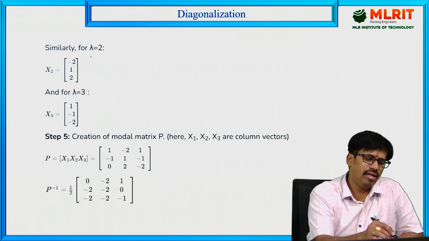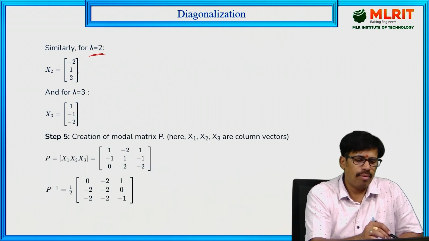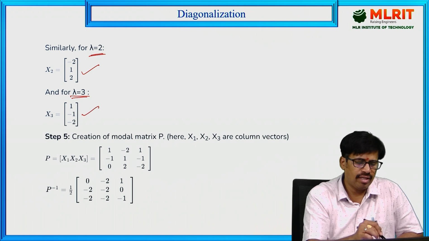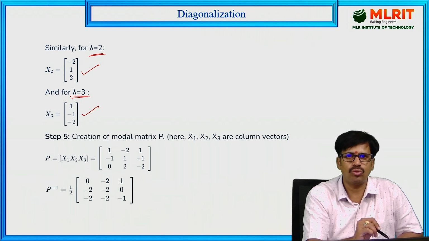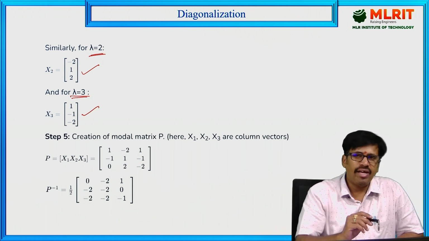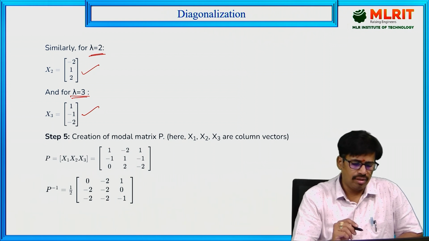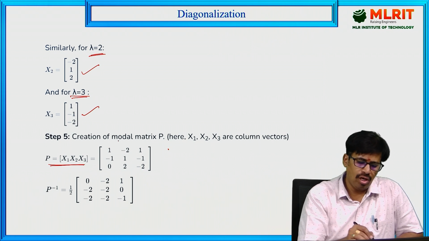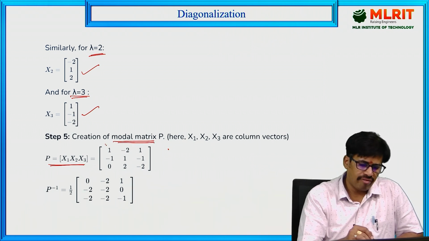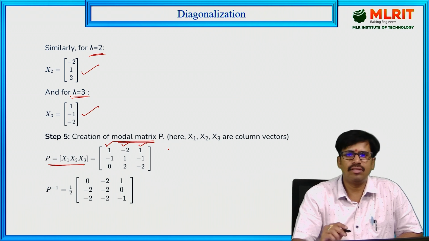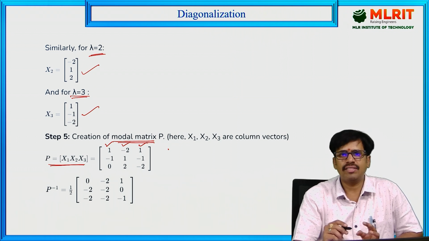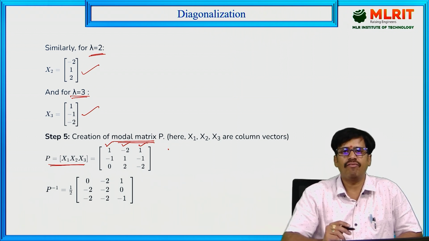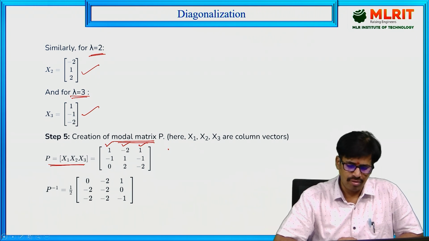Similarly, we can find the eigenvectors corresponding to lambda equal to 2, which is given by x2 equal to minus 2, 1, 2, and corresponding to eigenvalue lambda equal to 3, we get the eigenvector x3 as 1, minus 1, minus 2, right. After finding the eigenvectors x1, x2, x3, we have to find the matrix P. This P matrix is called the modal matrix. This is the first eigenvector, second eigenvector and third eigenvector. Write down all the eigenvectors as columns in the matrix. We denote it with P, which is called the modal matrix, right.